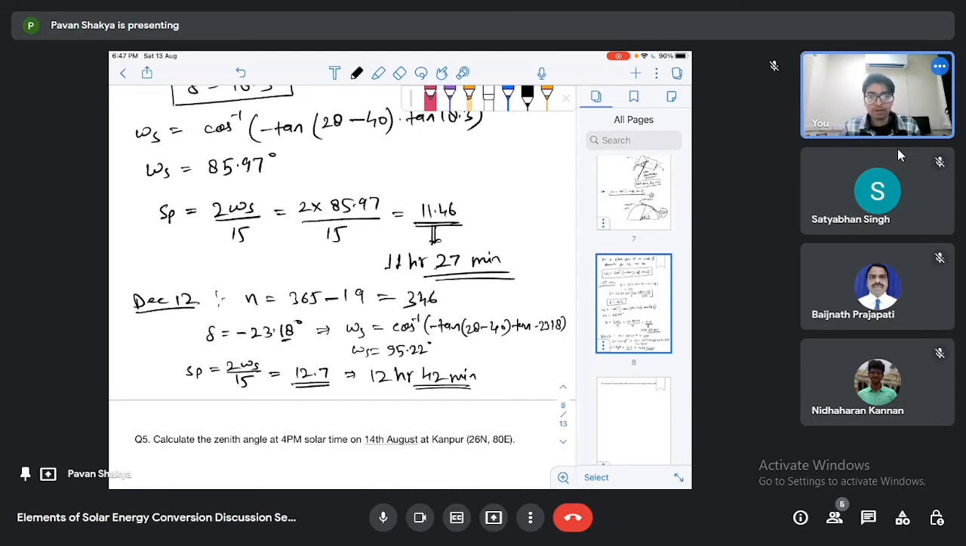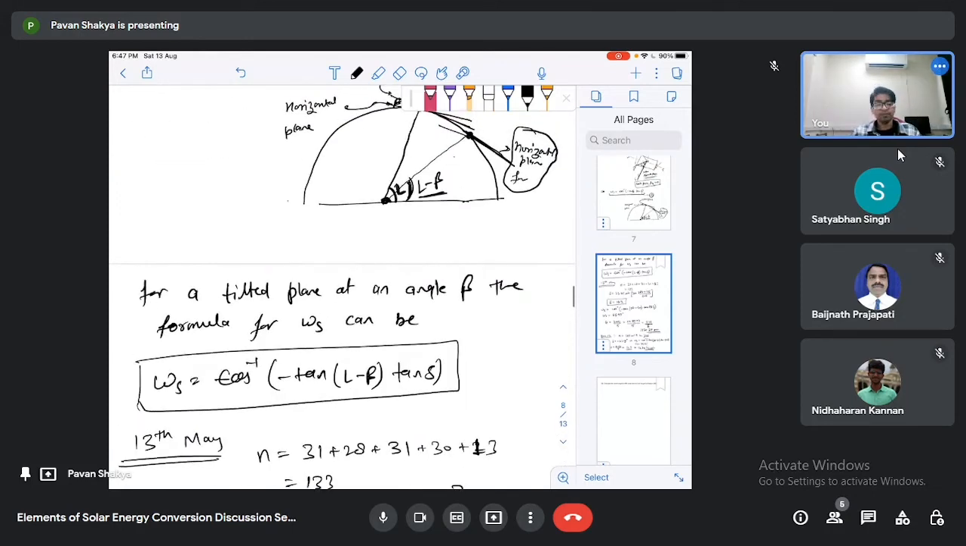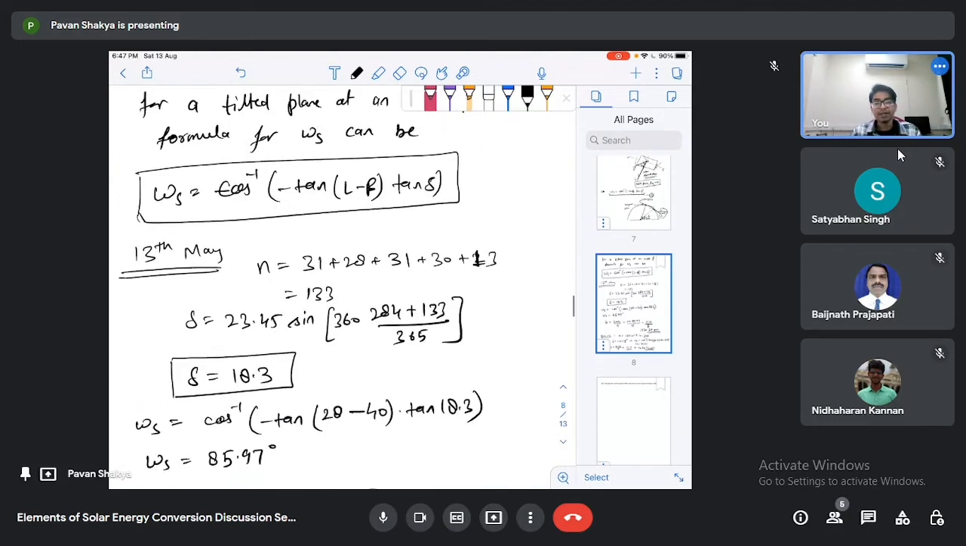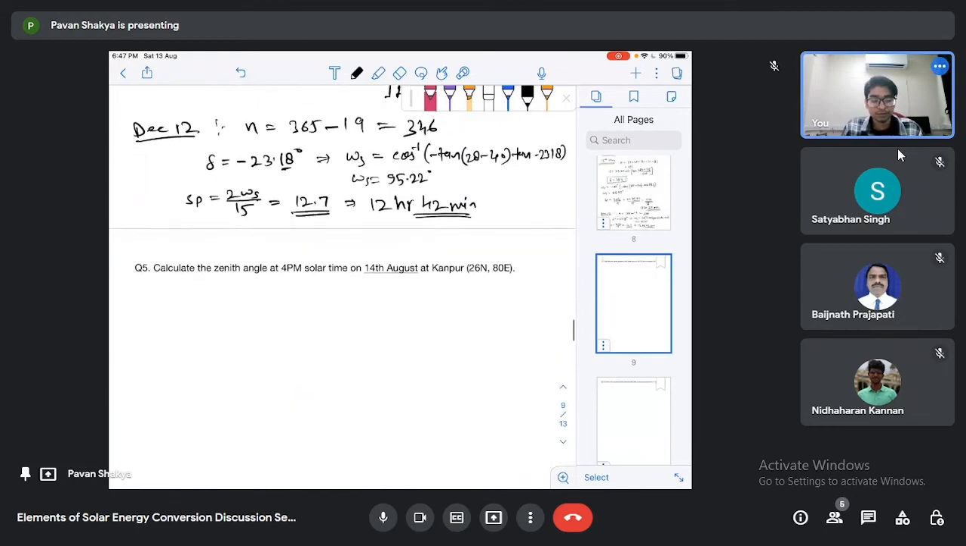So now I hope that you are able to find the day length, along with the declination angle, for any location and for any day. So till now, if anyone has any doubt, then we can ask.